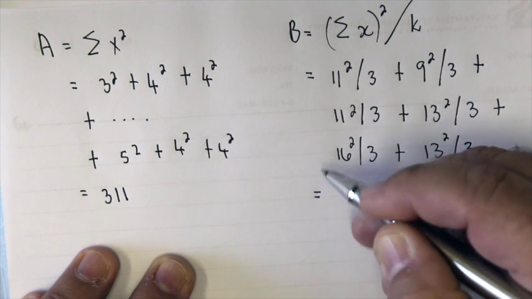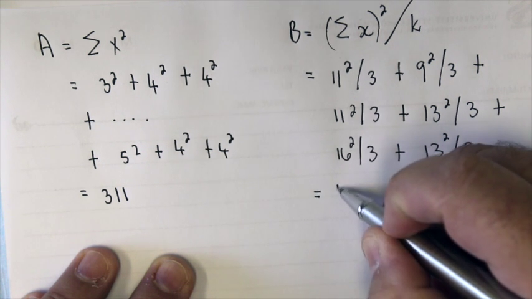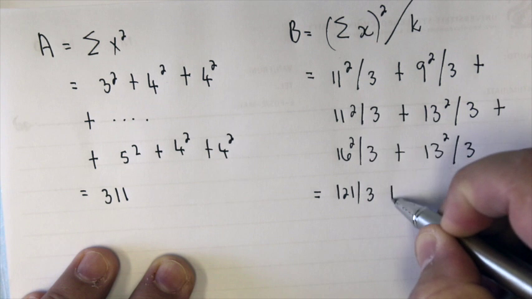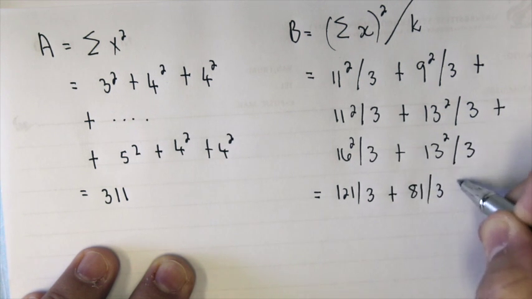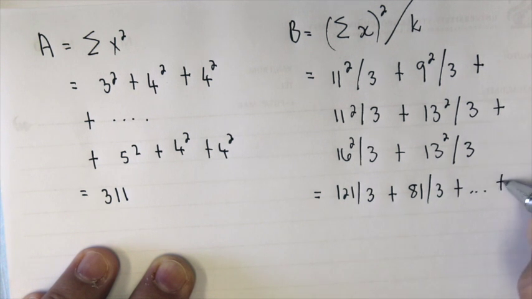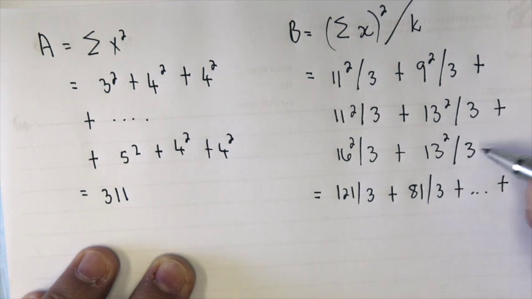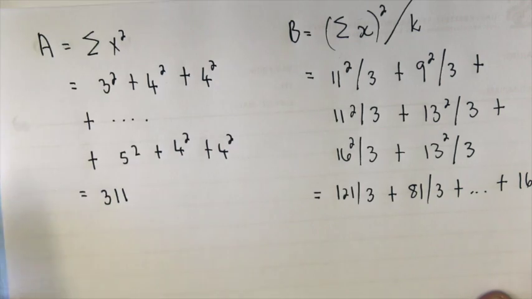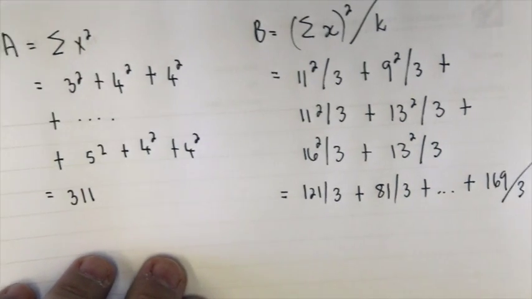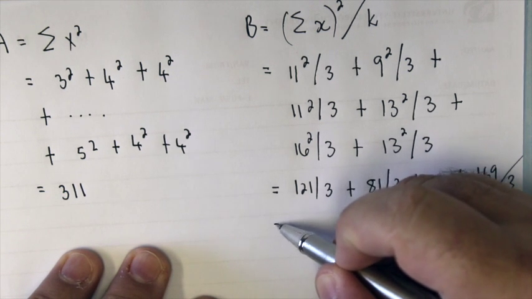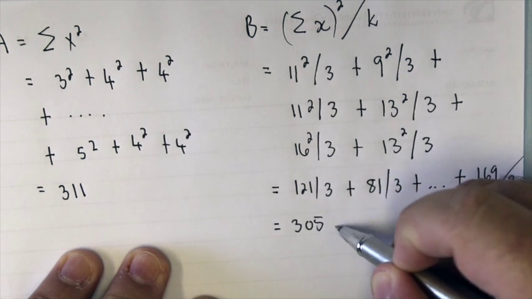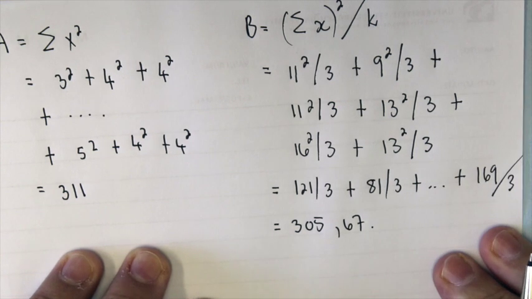That gives us 121 over 3 plus 81 divided by 3 plus, and you can see the general trend, the last one being 169 divided by 3. That leads to 305.67.